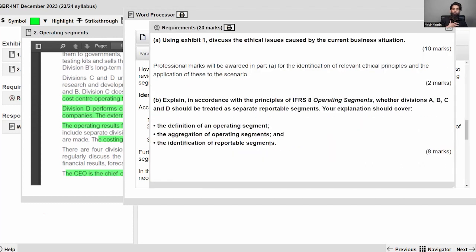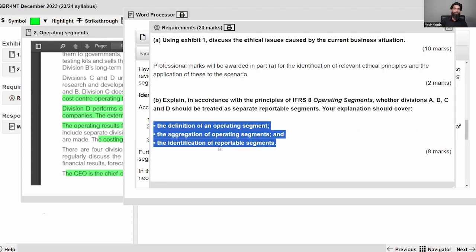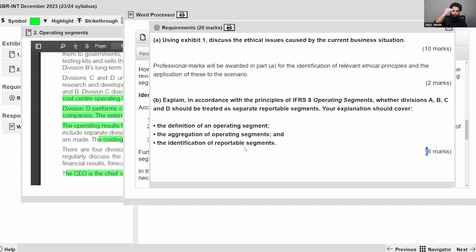Just for my own benefit, I did identification of reportable segments first, because the case study exhibit was so easy. I mean, anyone could have done it. That's why I did reportable segments first. But otherwise, the process entities adopt is the same. It's in the sequence that has been mentioned by your examiner.